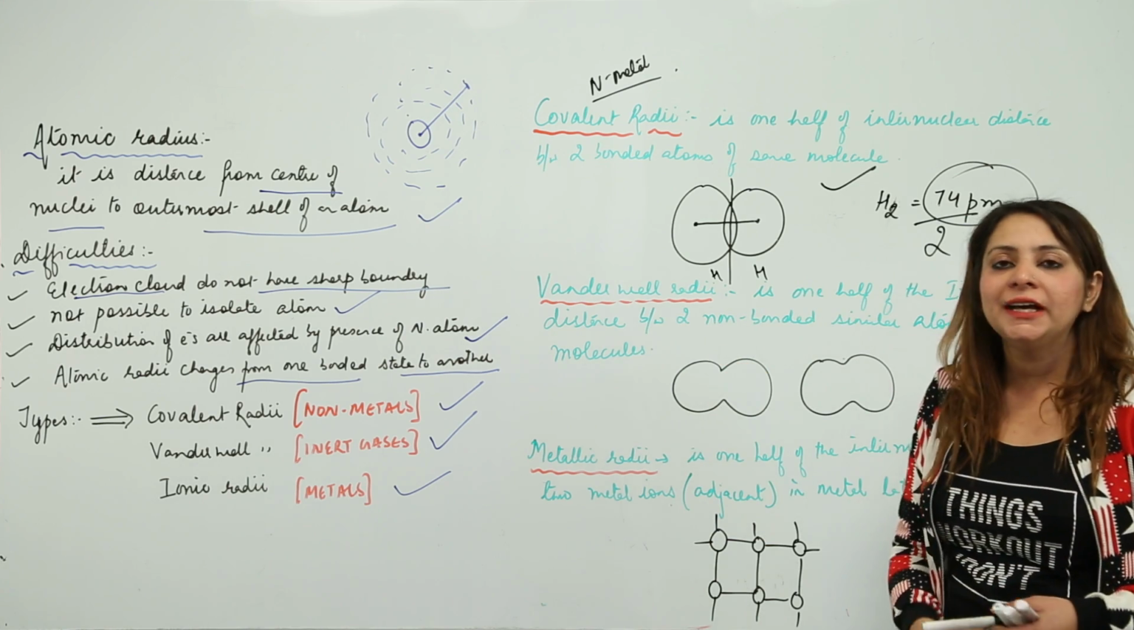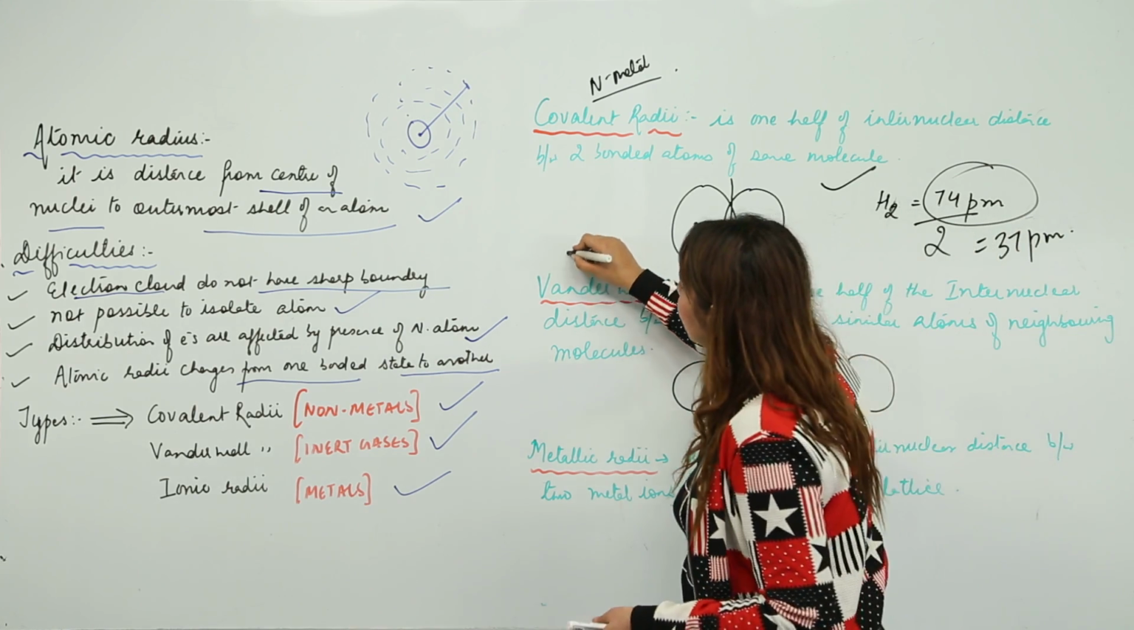Moving on to another kind of radius, that is van der Waals radius, and it operates in case of noble gases.